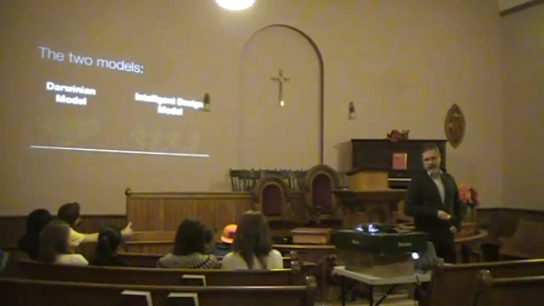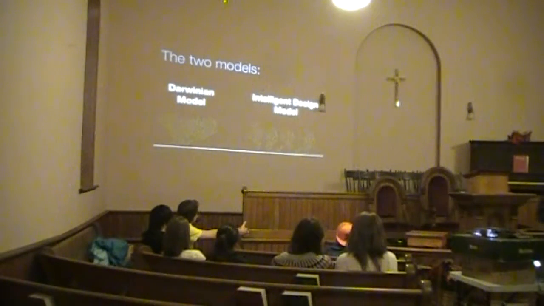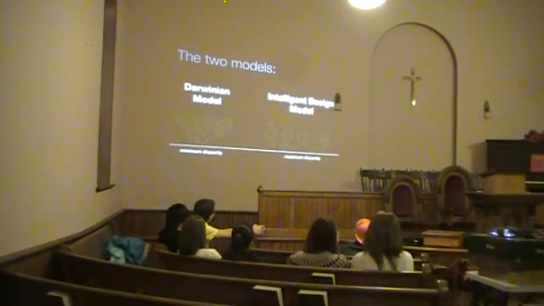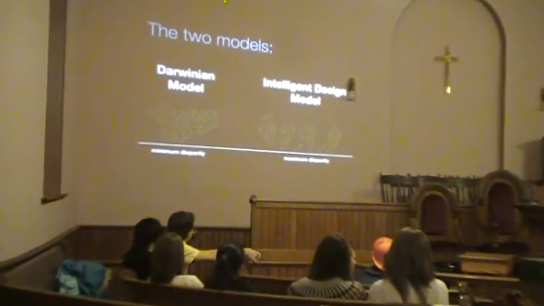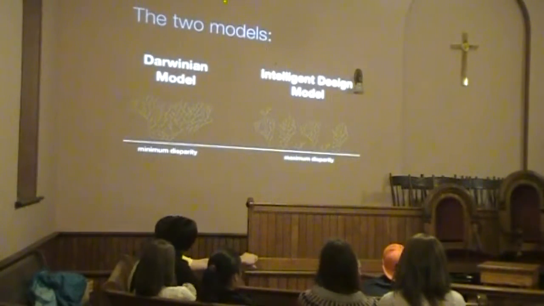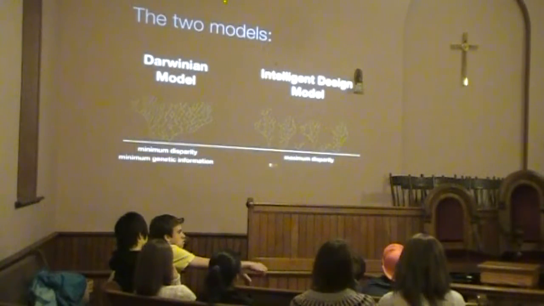So the two models: the Darwinian model starts with a simple life form and branches out into many life forms. The intelligent design model starts with several, each of which diversifies. You start off with minimum disparity in the Darwinian model, and in the intelligent design model, maximum disparity, that the greatest number of different phyla occur at the beginning, not at the end. And that's exactly what we see in the fossil record. It supports the intelligent design model.